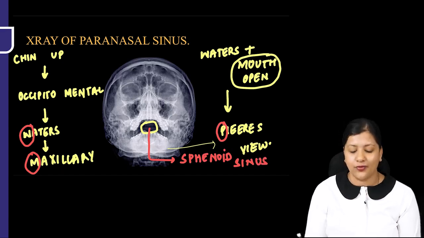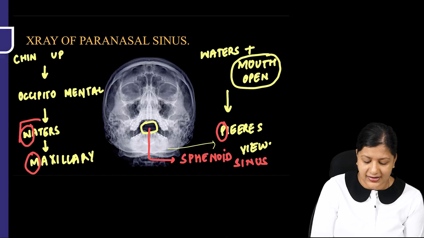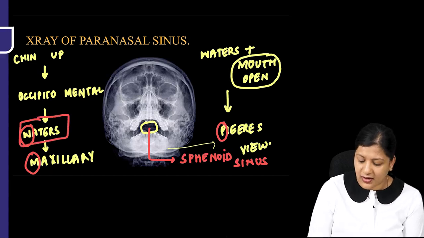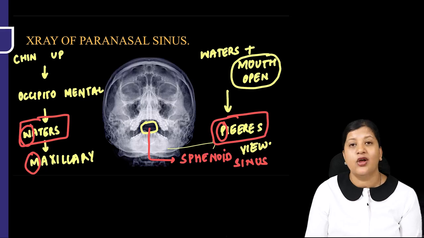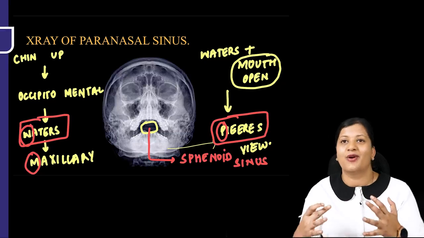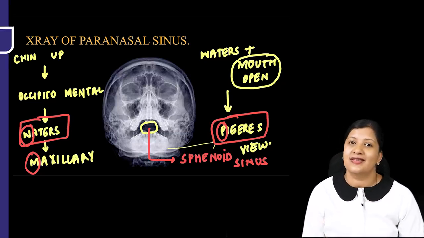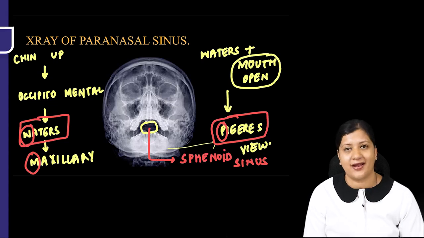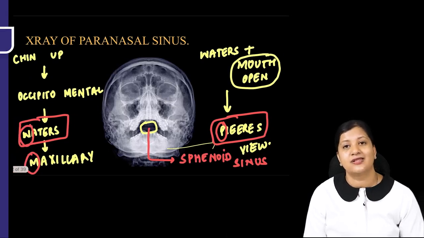So I hope you got two views. The first one is called as the Waters view. The second one is called as the Pierre's view. Occipitomental view, mouth closed, Waters; occipitomental view with mouth open is your Pierre's view. So this was the first view of your paranasal sinus. Now let us go to the second view.